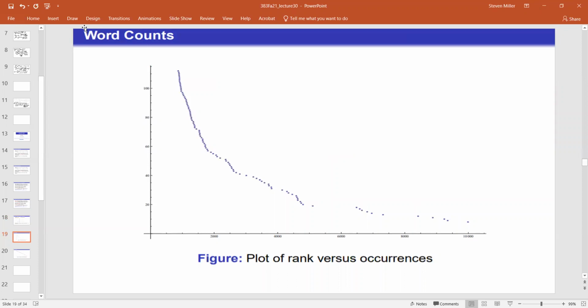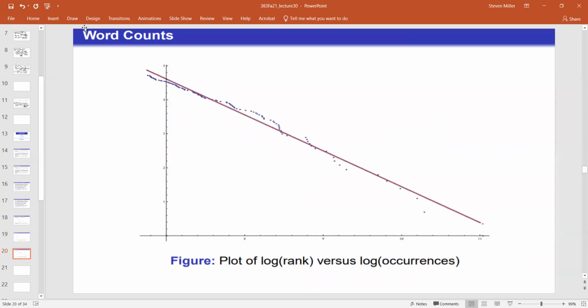So here's one of my favorite plots. This is the plot of the rank of various words in the English language versus their occurrences. When you do a log plot, you see a beautiful straight line. And this is a real world straight line. It's not a perfect fit because in the real world, it's not going to be perfectly aligned like a physical law. You have fluctuations, but you have a very good, strong linear relationship spanning several orders of magnitude.